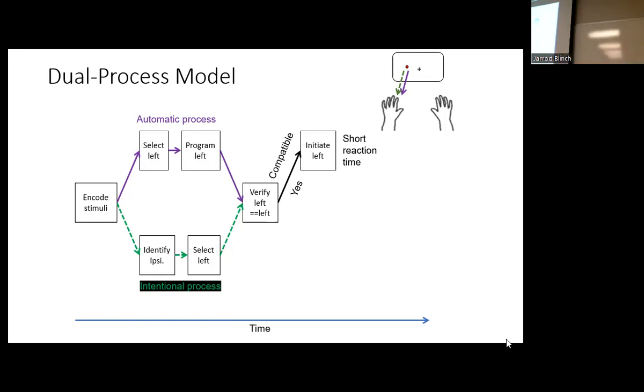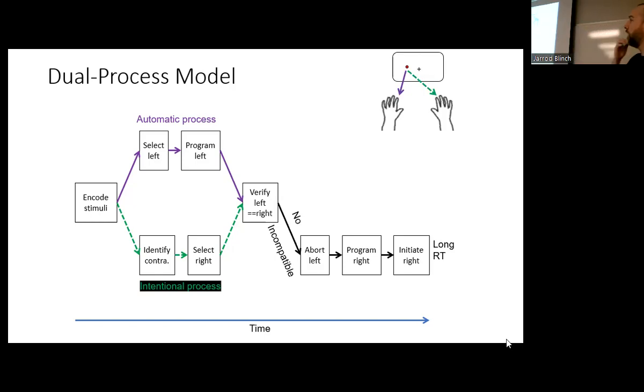With the contralateral mapping, it's going to be the same up to this point, where they're going to disagree and have to resolve their conflict. So now let's imagine contralateral, so you're told when it's on the left, you should make a right response. The automatic pathway is the same as the last trial. It says something's on the left, I want to press left. That's just the most intuitive thing to do. So it says, I want to make a left response, and I'm going to program that left response. The intentional pathway says, well, wait a second, I was told to respond contralaterally. So I'm going to go ahead and select the right response. They meet up. Do we want to do the same thing? No. Uh-oh.